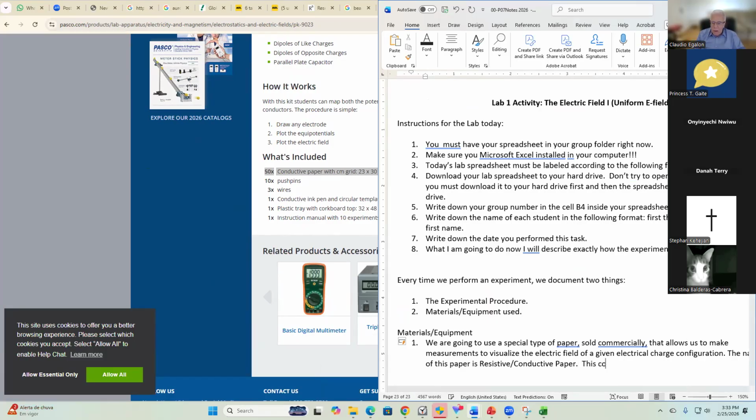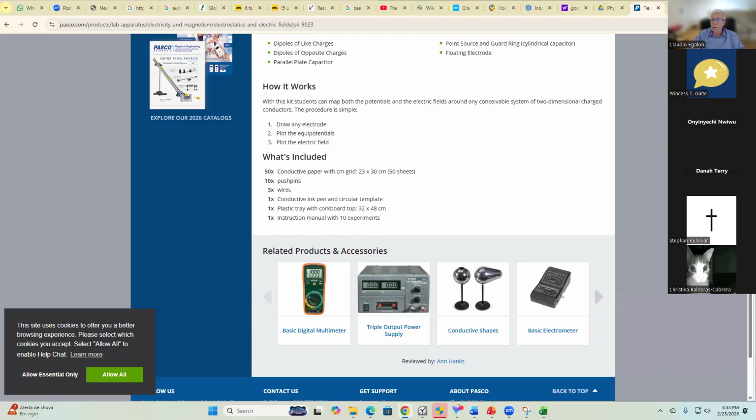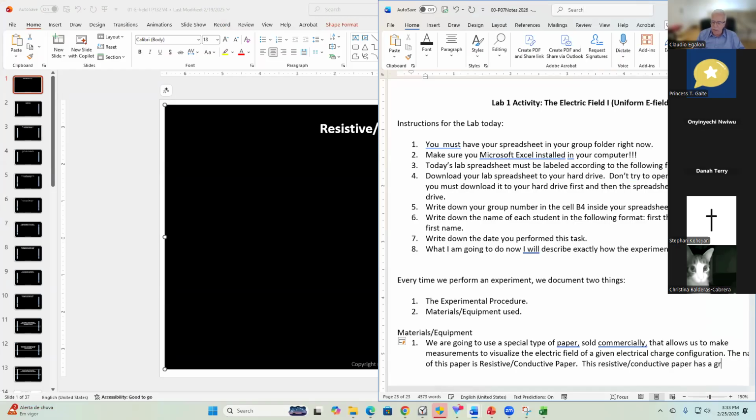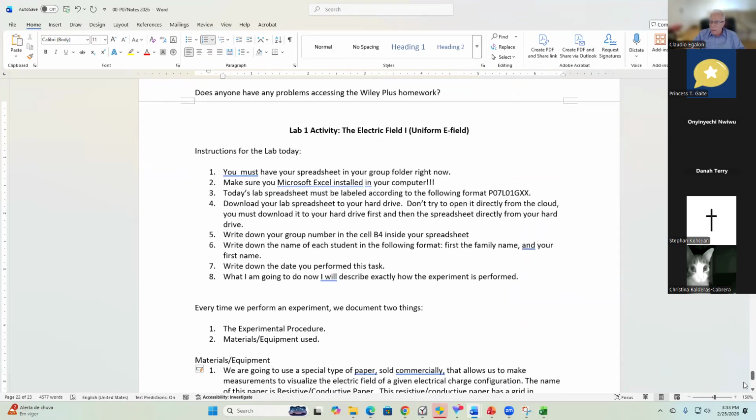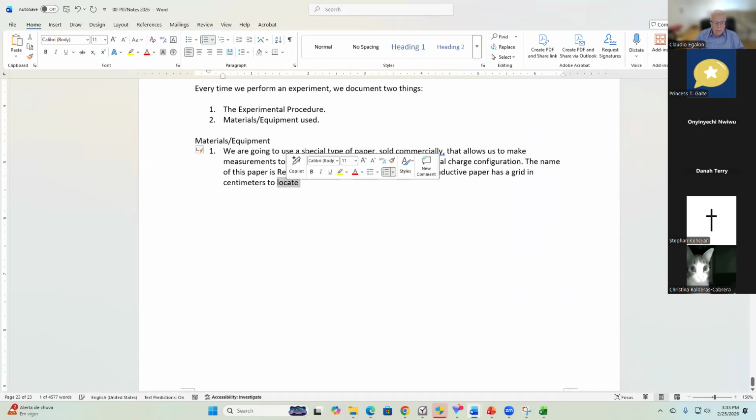This resistive conductive paper has a grid in centimeters that serves as a coordinate system for the paper, okay?